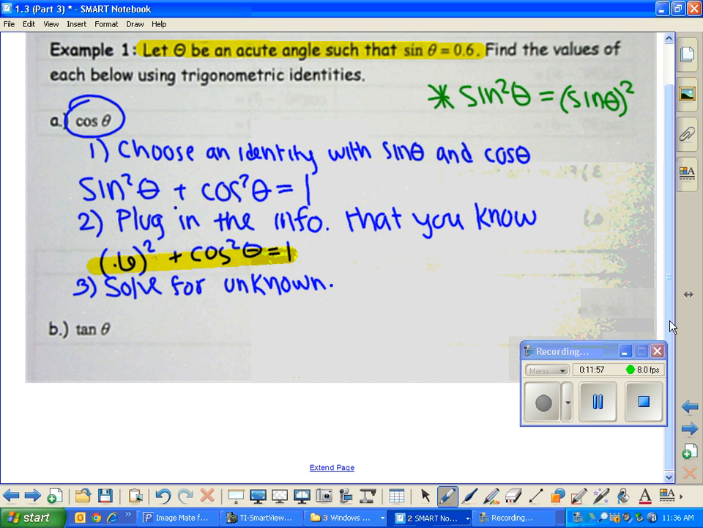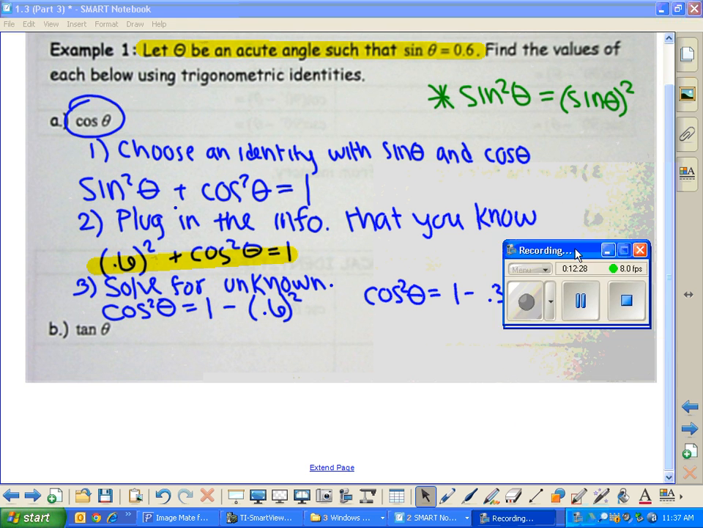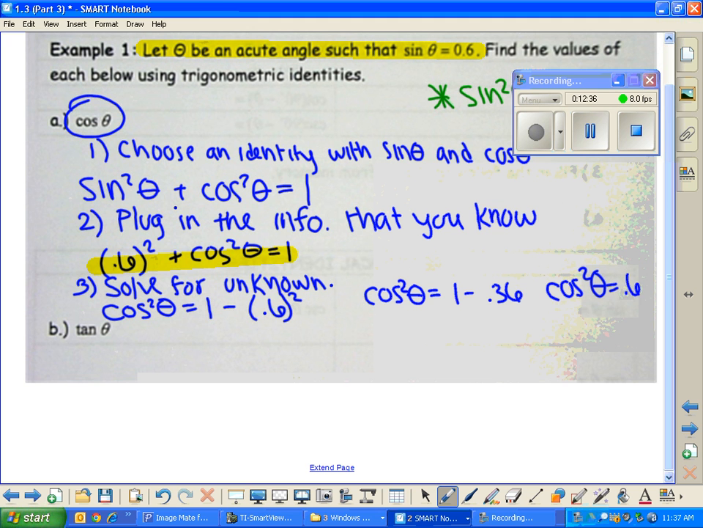So get the variable alone, cosine squared of theta equals, he said subtract it from both sides. You're going to need your calculator. We're doing some math here. Cosine squared of theta equals 1 minus, what is 0.6 squared? 0.36. Okay, so cosine squared of theta is what? 0.64. Very good. All right, is that our answer?